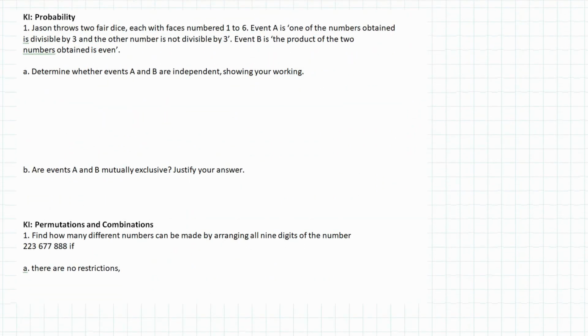Probability. So Jason is throwing 2 fair dice. Event A: one of the numbers obtained is divisible by 3, and the other number is not. And then we've got event B: the product of the two numbers obtained is even. Are they independent? So we need to remember, how do we tell if two things are independent?